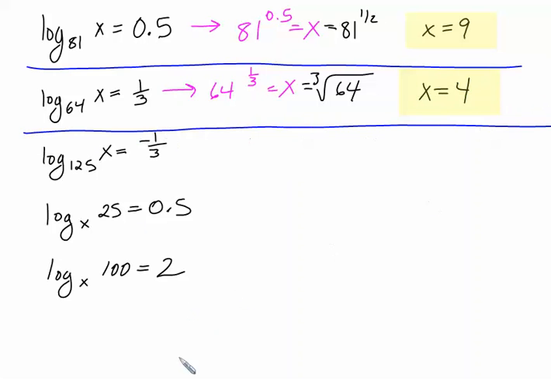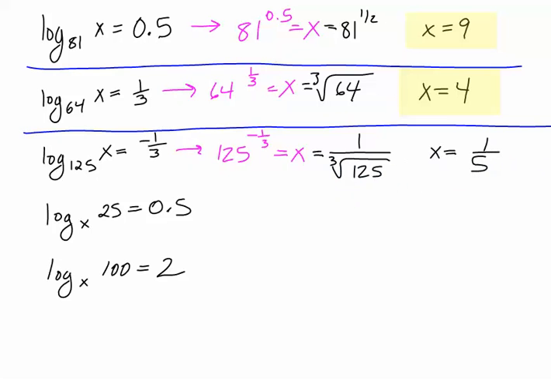Next problem gets a little tricky. So transferring this out of logs, we get 125. The negative 1/3 would be the exponent, and that's equal to x. Now be careful. Negative 1/3 power means reciprocal it. Then the 3 in the denominator means we want the cube root. And the cube root of 125 is 5. So in that problem, x would be equal to 1/5.